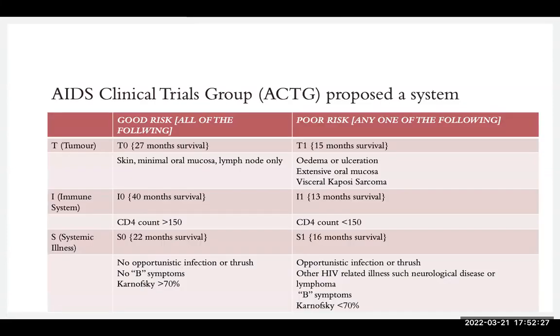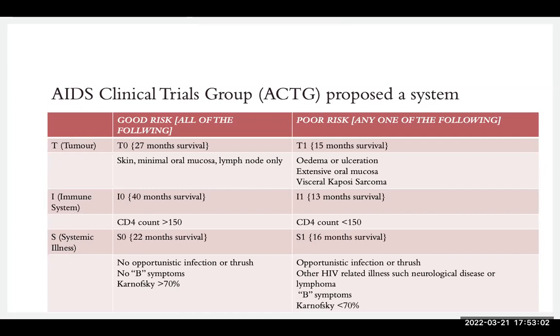This next one is important, because even if it's proposed, it tends to be used a lot, especially in our setup. You group a patient into a high risk or a low risk, a good risk or a poor risk patient in terms of management, and you look at the tumor, where the tumor is, the characteristics of the tumor, you look at the immunity, and then you look at the systemic illness.